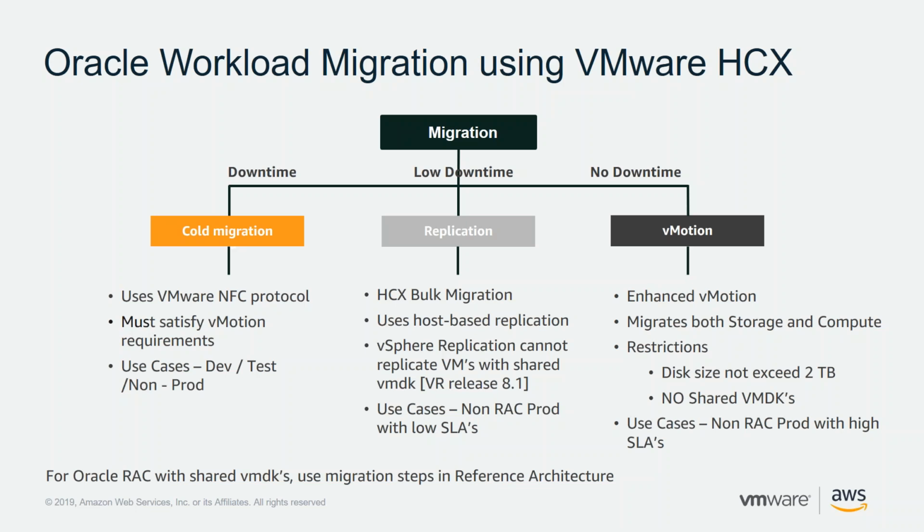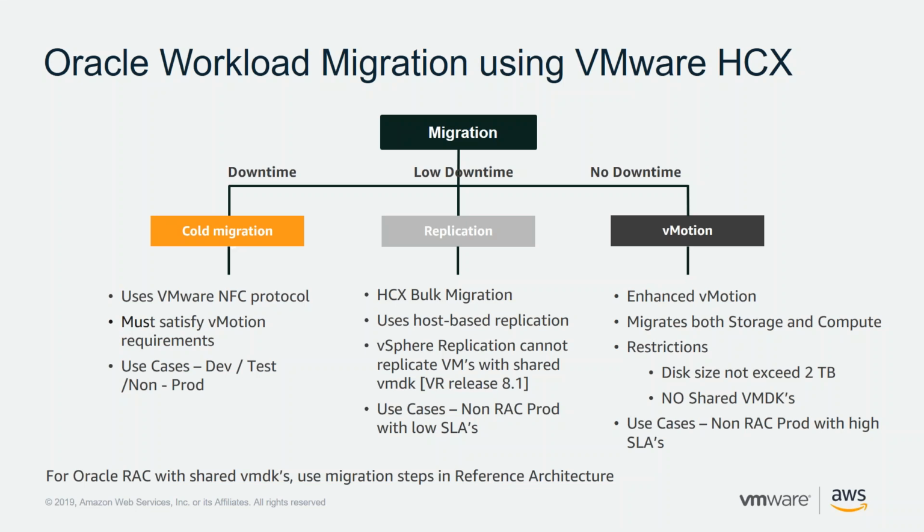The second type is called the HCX bulk migration, which basically uses host-based replication to move a live virtual machine to and from HCX-enabled cloud sites or data centers. To reduce the downtime, the source virtual machine remains online during the replication, and it is bootstrapped on the destination ESXi host after the replication process completes.